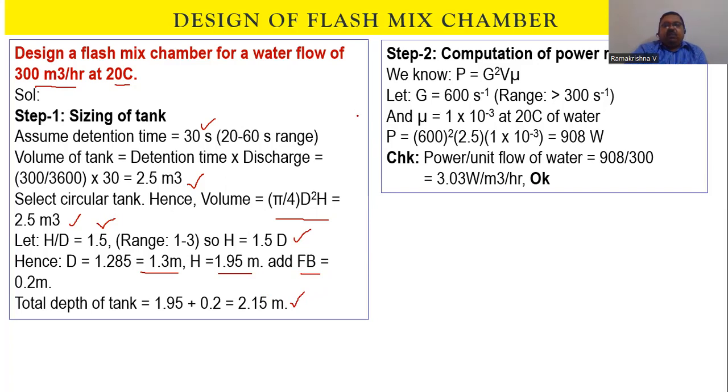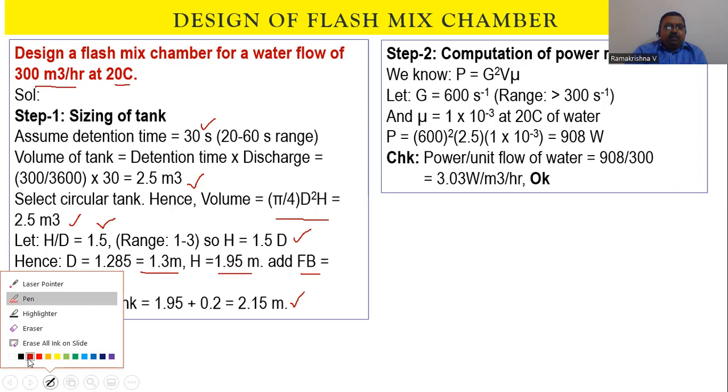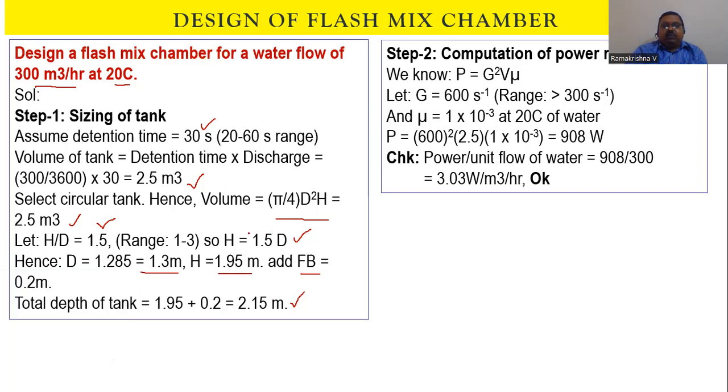We have the formula P is equal to G square V mu. Now the volume of the tank is known to us and the temperature of the water is known. So then we will know the absolute viscosity at 20 centigrade, which is equal to 1 times 10 to the power of minus 3 for water at 20 centigrade.